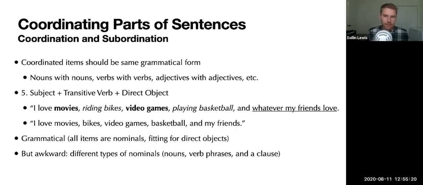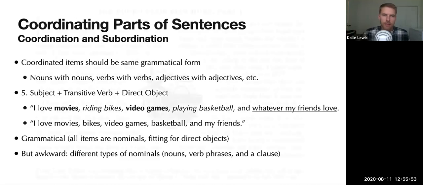That's because in the first example, there are different types of coordinated items in that list. You have nouns, verb phrases, and even a clause at the end. While in the second example, all the coordinated items are nouns. And so when you coordinate, you generally want to keep the same type of grammatical item or feature in each one of the coordinated parts to make it sound more smooth.